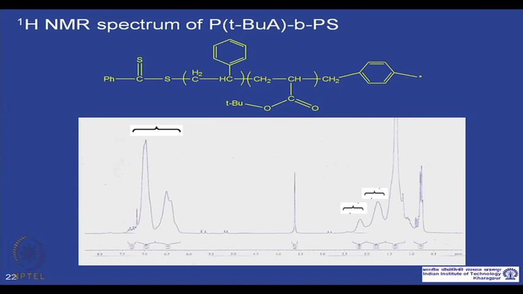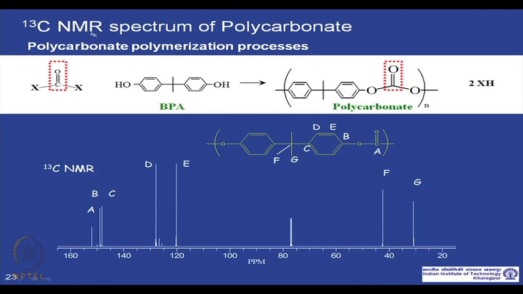Now, let us give a few examples where carbon 13 NMR can be used to quantify and identify polymers. Let us take the example of polycarbonate. We have seen during our first few lectures, this is the way we make polycarbonate. Bisphenol A is reacted with a carbonate source. So, this is the structure of polycarbonate.